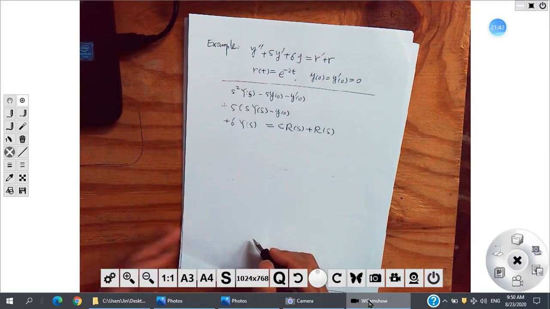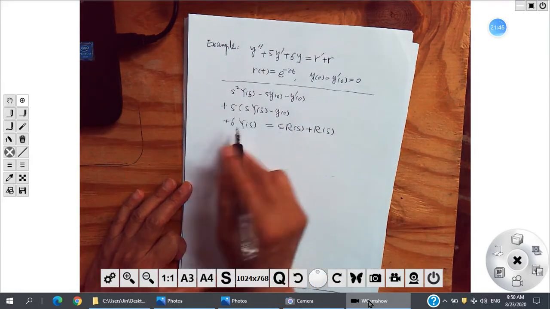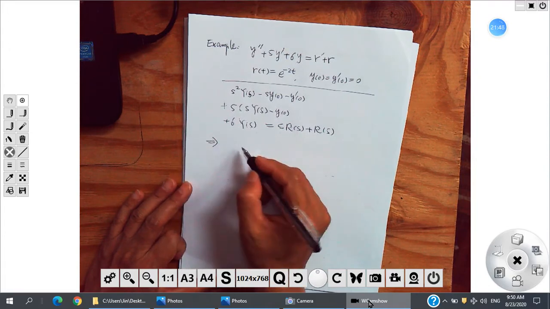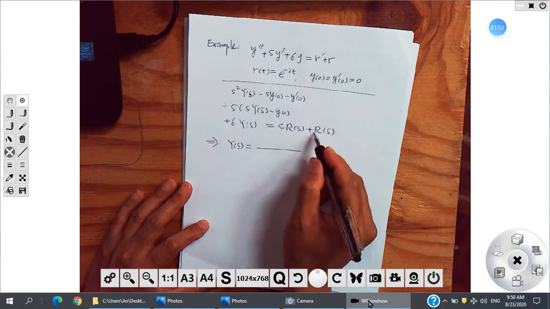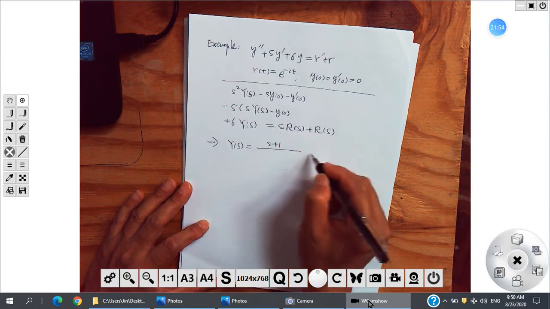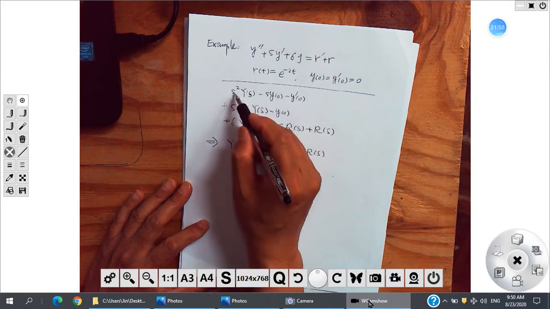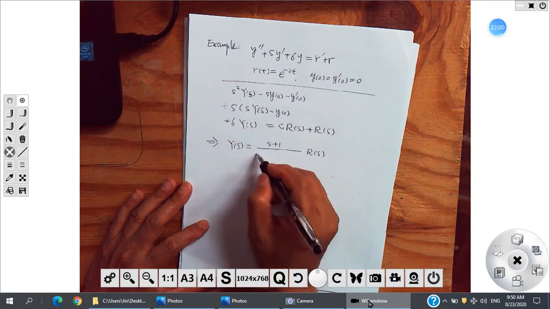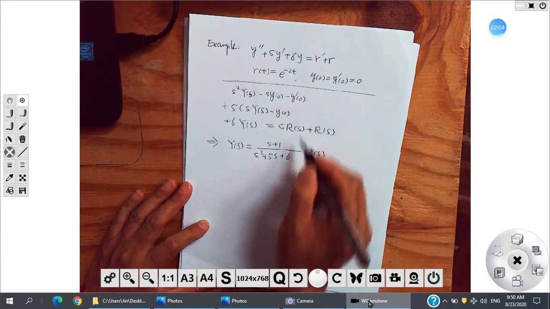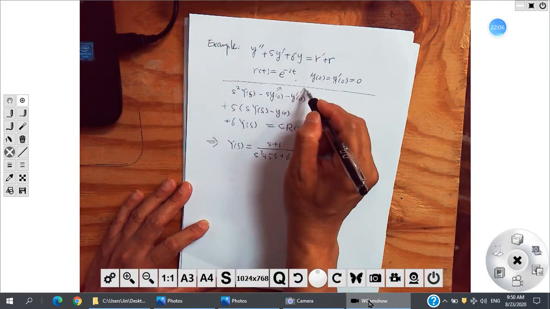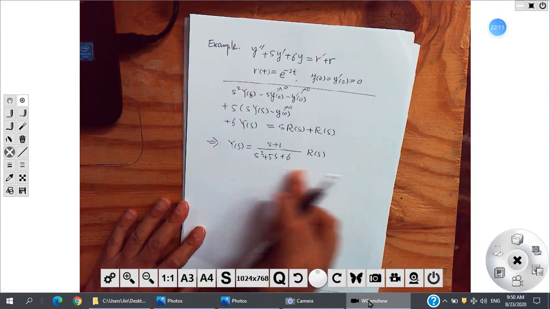You can also write it based on the transfer function directly. You can have Y(s) equal to, the numerator is (s plus 1) times R(s), and the denominator is s squared plus 5s plus 6, and all these initial conditions tend to be 0, right, so we have this one.